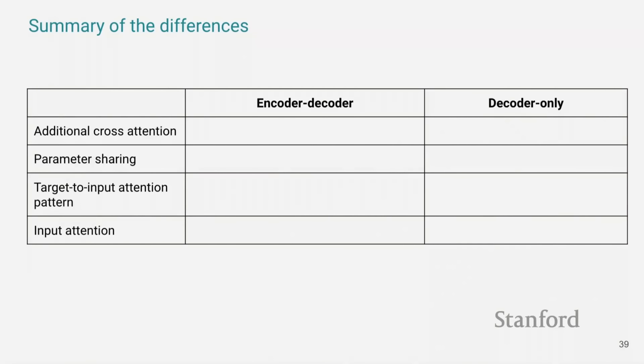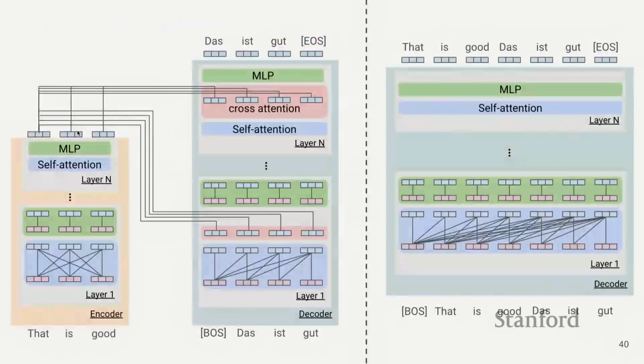So let's have this table. 4 differences. We'll see each of them. And then as we go through, we'll populate this table. So let's first look at this additional cross-attention. What that means is that this on the left is an encoder-decoder, which has this additional red block, the cross-attention, compared to the simpler one that doesn't have that. So we want to make the left closer to the right. So that means we need to either get rid of it or something.